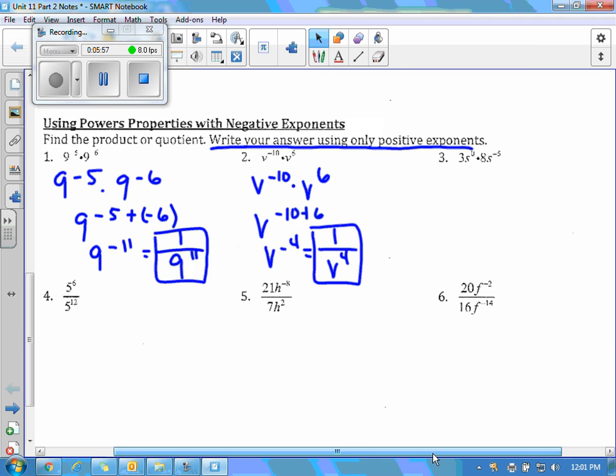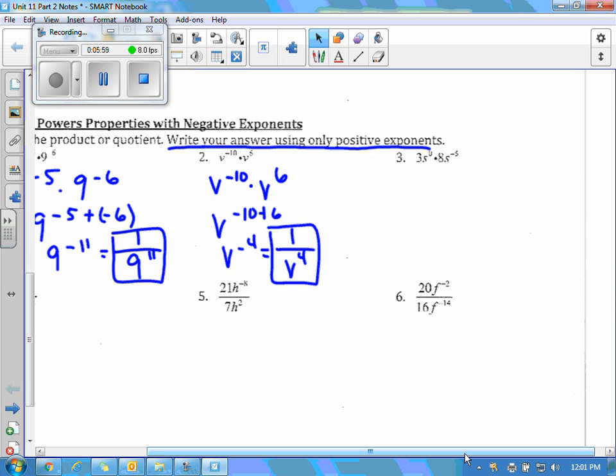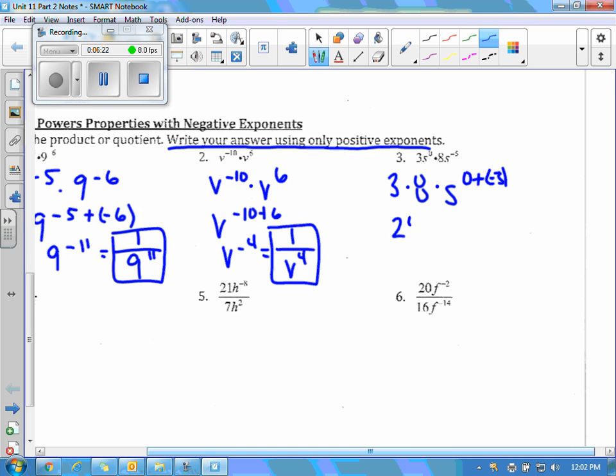Number 3 gets a little bit tricky because we have a lot going on. But I can start by multiplying my coefficients together because they do not have exponents with them. So I can start by doing 3 times 8. And then I have s, and I can add my exponents. So I have 0 plus negative 5. When I work that out, I get 24s to the negative 6.